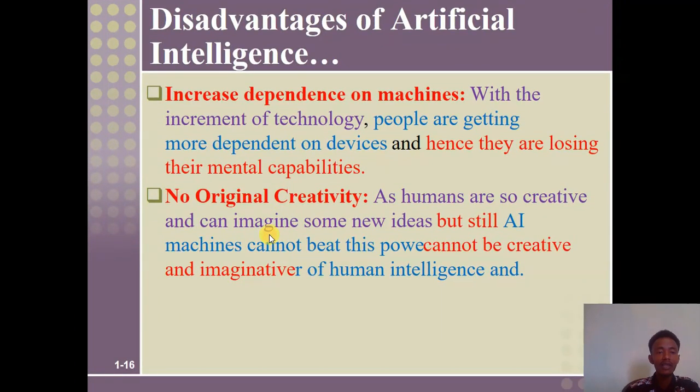Another one is the increased dependency on machines. This means that with the increment of technology, as the amount of technology increases, we as human beings depend on the technology. Depending on technology increases dependency on machines. This is one of the disadvantages of having artificial intelligence in a particular organization.